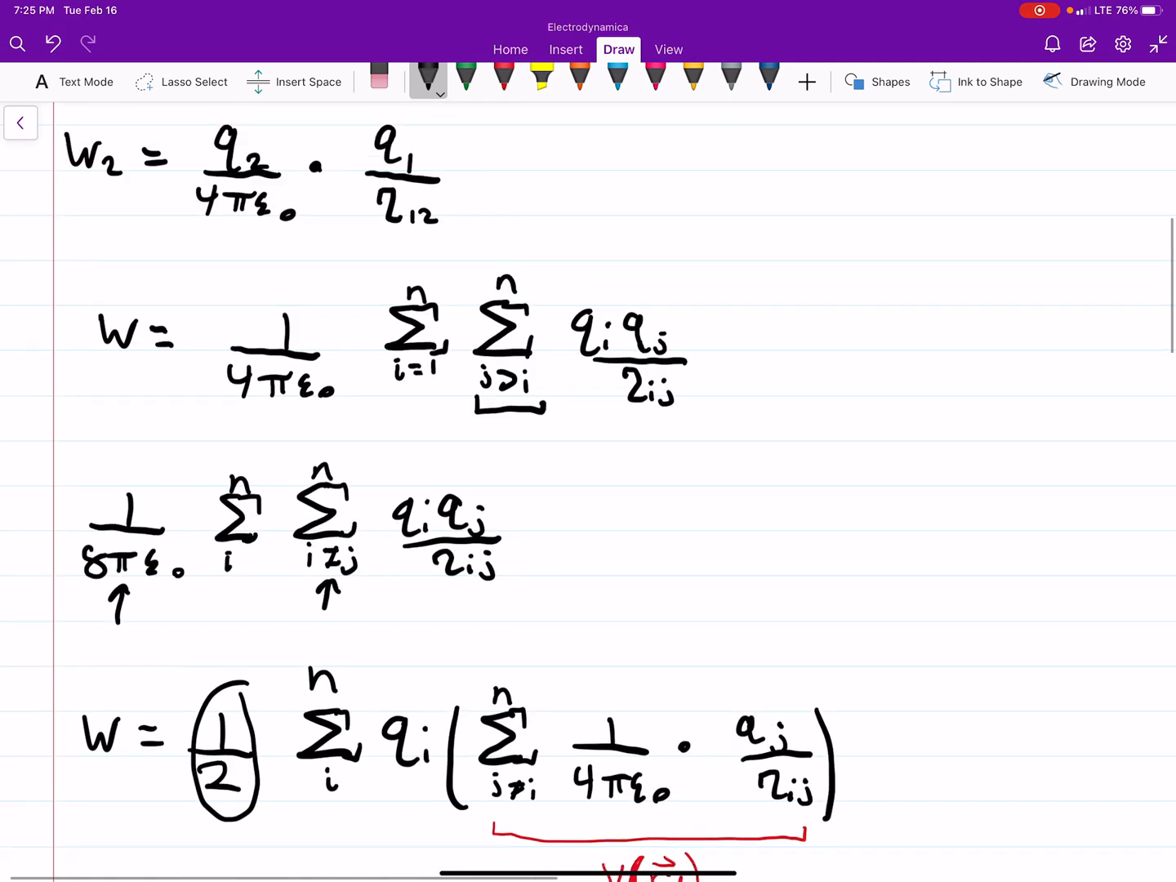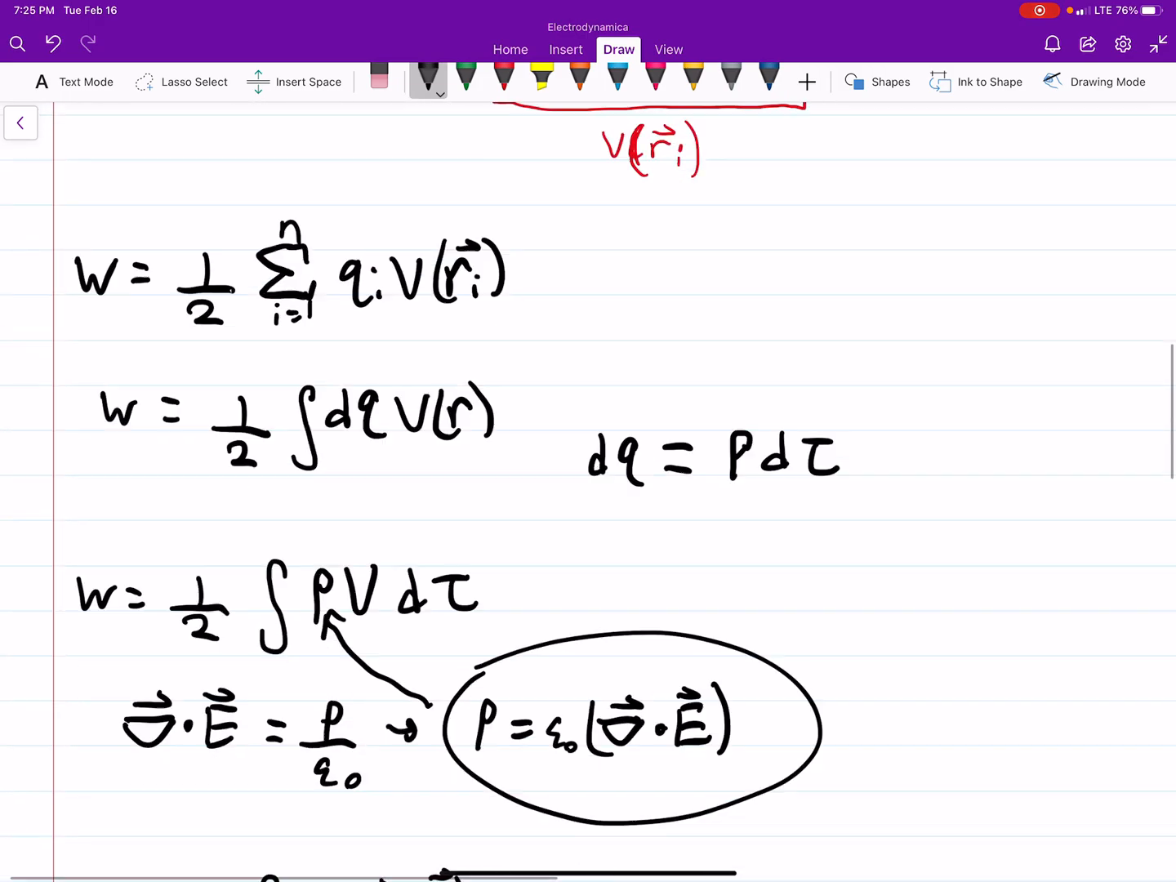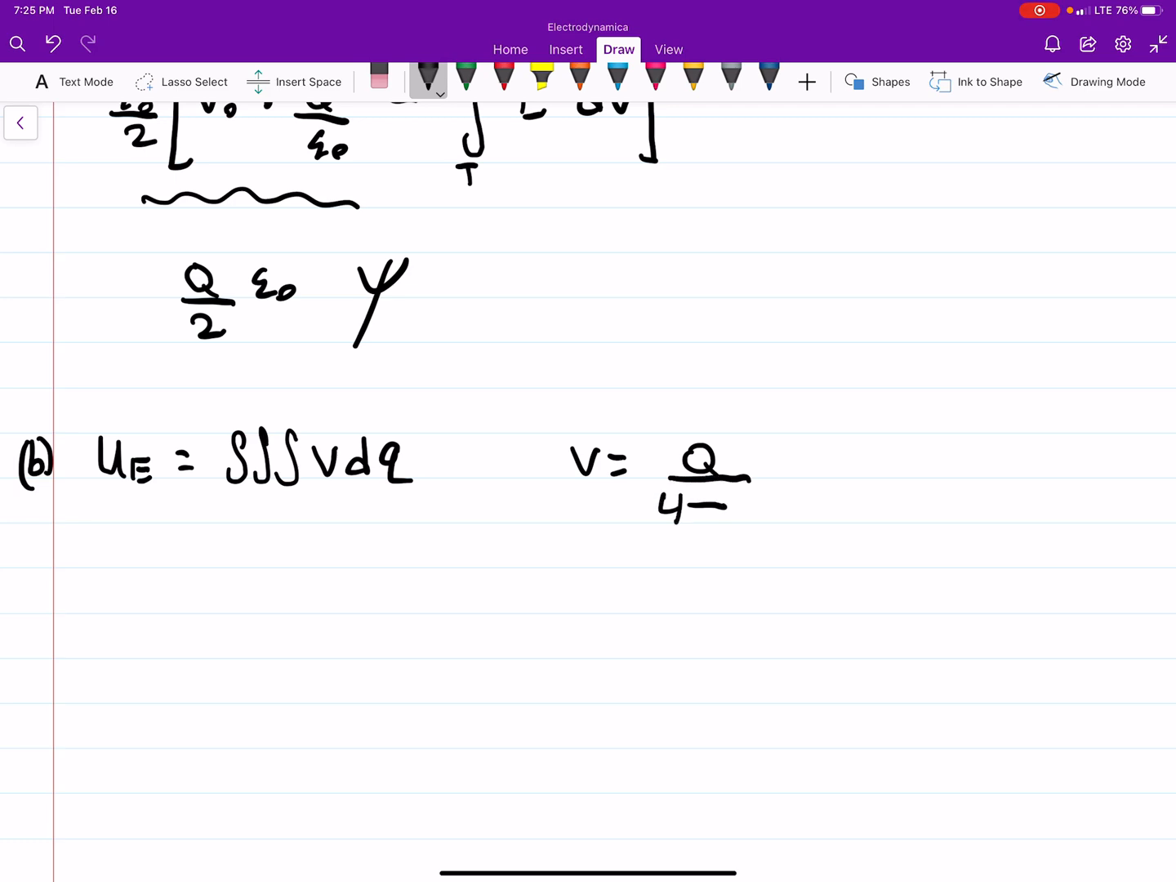Part B says, using the potential formalism of that, find the energy required to assemble a solid sphere of radius r and charge q. Okay, so what do they tell us? They tell us that UE is the triple integral of V dq. Okay. Well, we know what V is, right? V would be our potential Q over 4 pi epsilon naught r. That's our potential for a sphere. So we can plug that in.